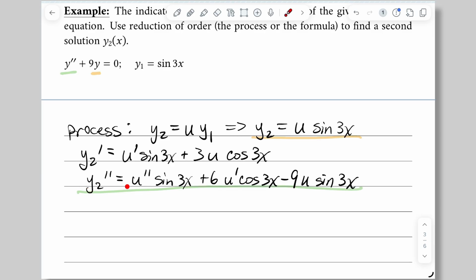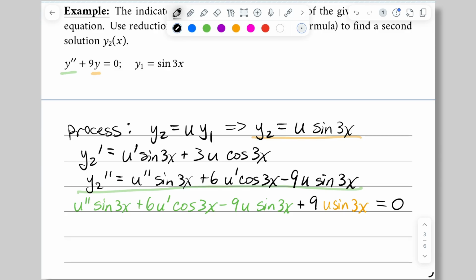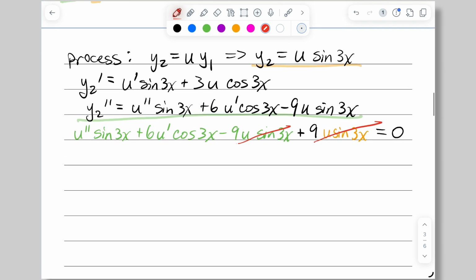Substituting our expression for y2'' in place of y'' and our expression for y2 in place of y gives u'' sin(3x) + 6u' cos(3x) - 9u sin(3x) + 9u sin(3x) = 0. And you'll note that every term that has just a plain u, not a u' or u'', is going to subtract out.